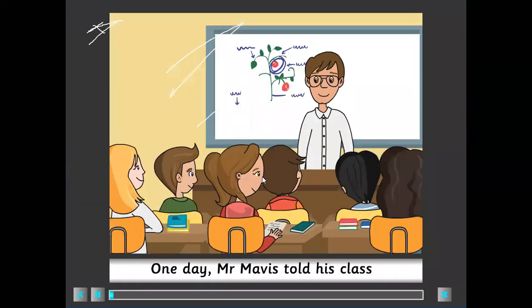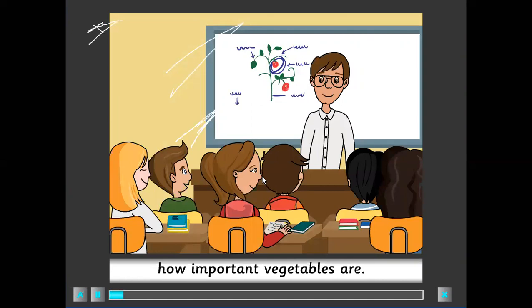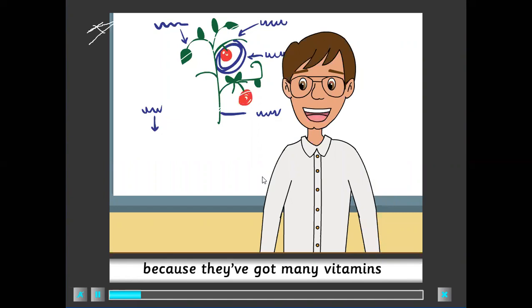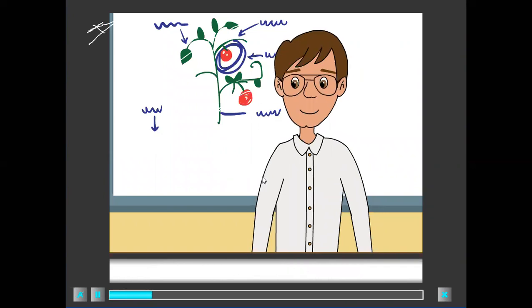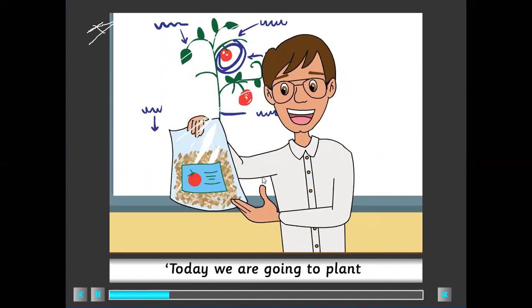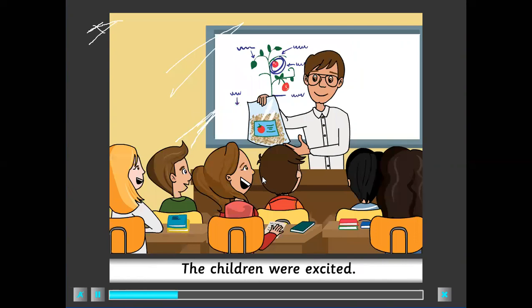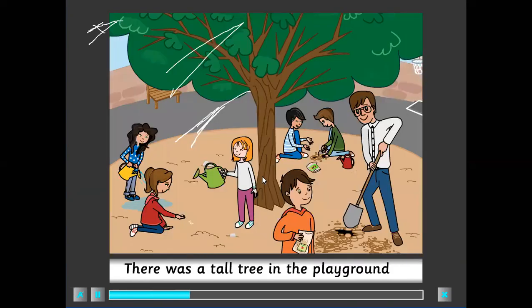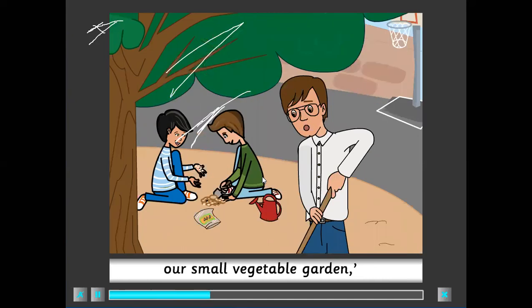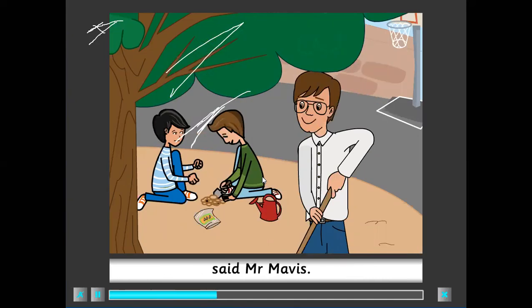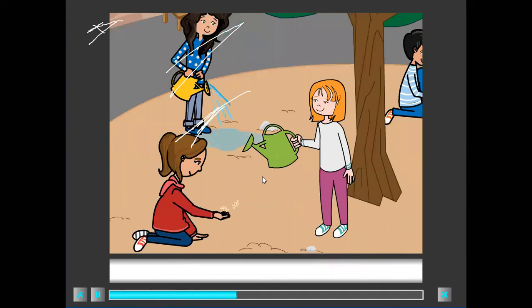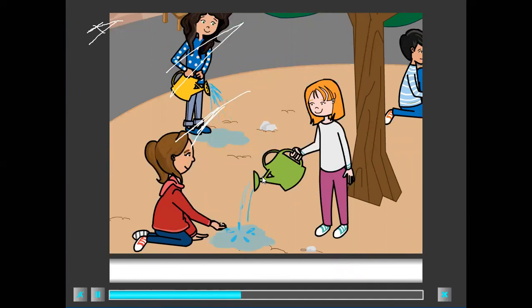One day, Mr. Mavis told his class how important vegetables are. We must eat vegetables every day because they've got many vitamins which help us stay healthy, said Mr. Mavis. He showed them a small bag of seeds and said, Today, we are going to plant our own vegetables. The children were excited. There was a tall tree in the playground with soil all around it. They stood under the tree. This is going to be our small vegetable garden, said Mr. Mavis. He gave all the children some seeds and showed them how to plant them. First, they planted the seeds, then they watered them. Now we wait, he said.